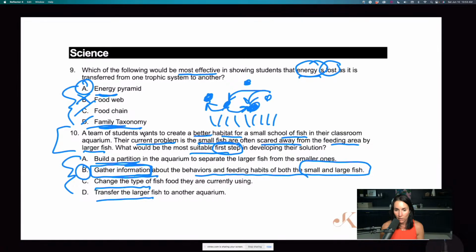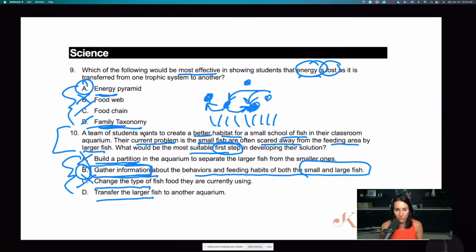Build a partition in the aquarium to separate the fish. This could be problematic because by separating the fish, you could be inadvertently reducing, I don't know, access to other things in the aquarium that the smaller fish need and that the larger fish need. So I wouldn't jump to that right away. Change the type of fish food they are currently using. Again, without gathering information, we can't just jump to that action.